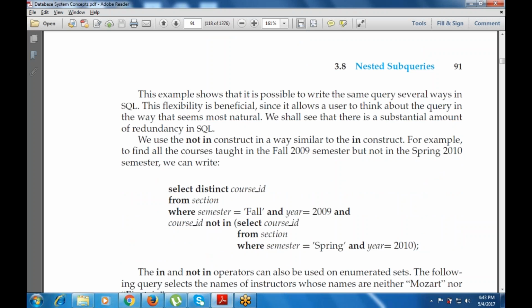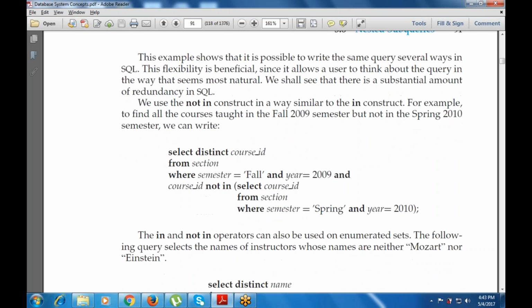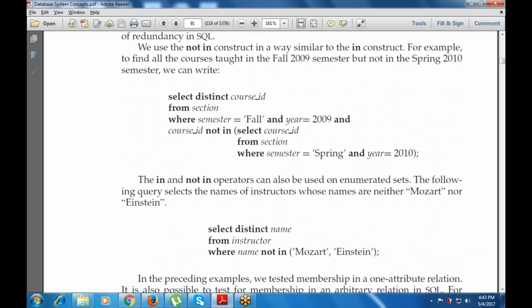We are using the in construct or the not in construct in the same way. So this is select distinct course ID from section where semester equals fall and year equals 2009, and course ID not in select course ID from section where semester equals spring and year equals 2010. Then the in and the not in operators can also be used on enumerated sets. The following query selects the names of the instructors whose names are neither Mozart nor Einstein: select distinct name from instructor where name not in Mozart and Einstein.